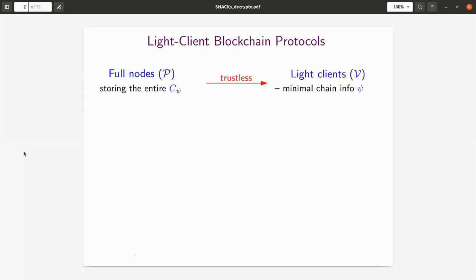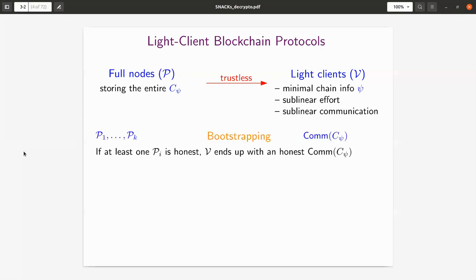So light client blockchain protocols: we have two entities, full nodes taking the part of provers and light clients as verifiers. There's no trust between these two entities, and the light clients would preferably have minimal information about the blockchain, say its genesis, Psi, while full nodes are supposed to be storing the entirety of the blockchain. We would be interested in protocols in which the effort of the verifier is sublinear and the communication is sublinear to make things more interesting.